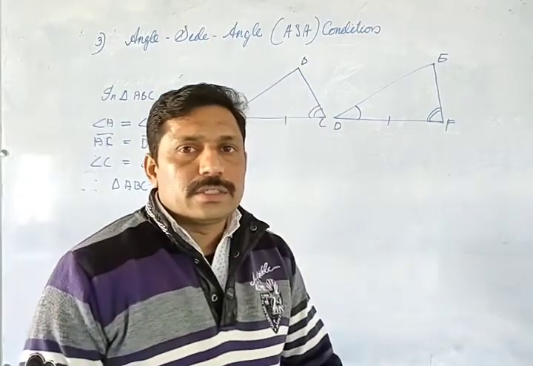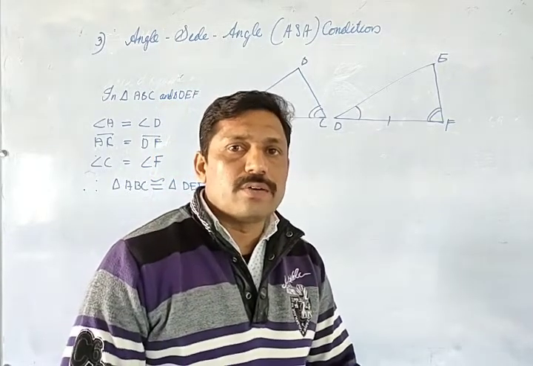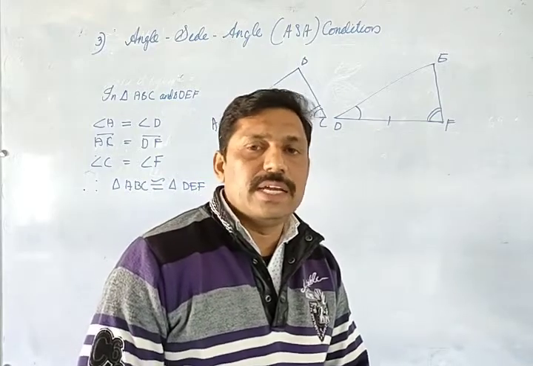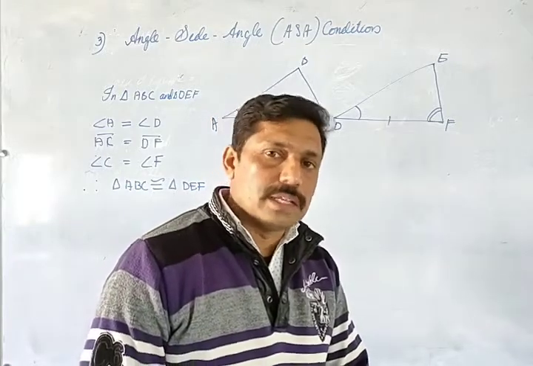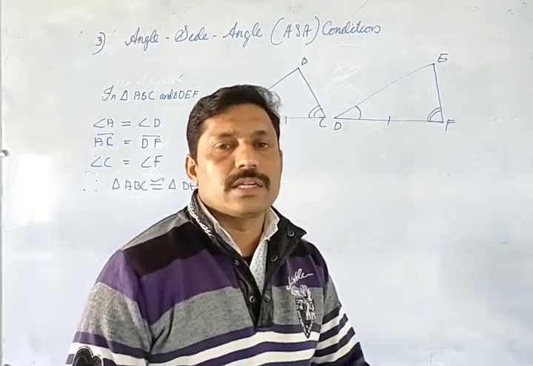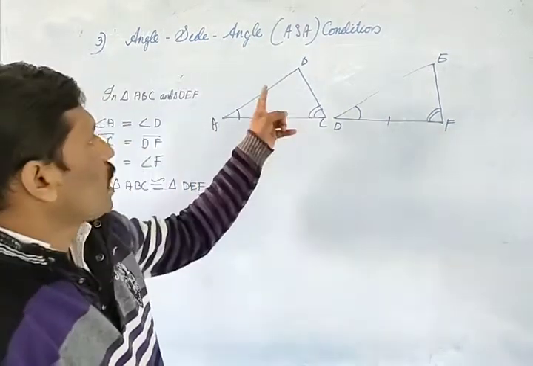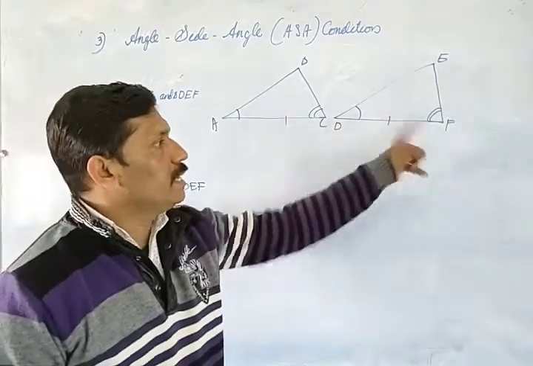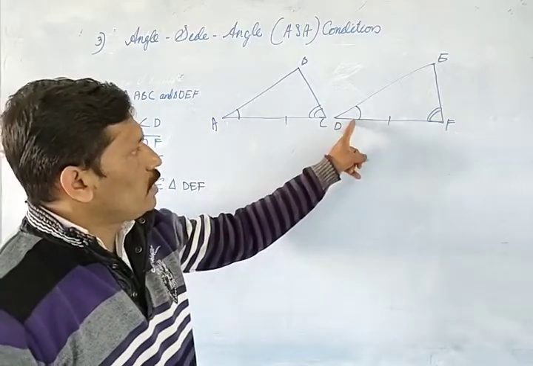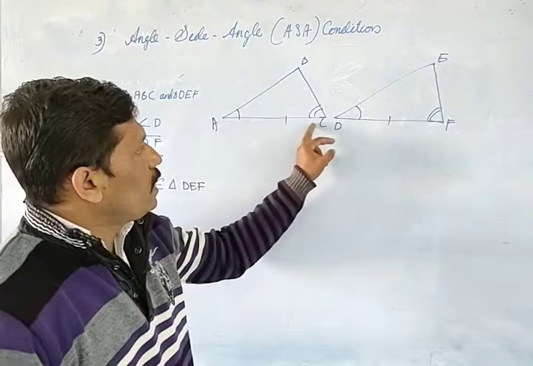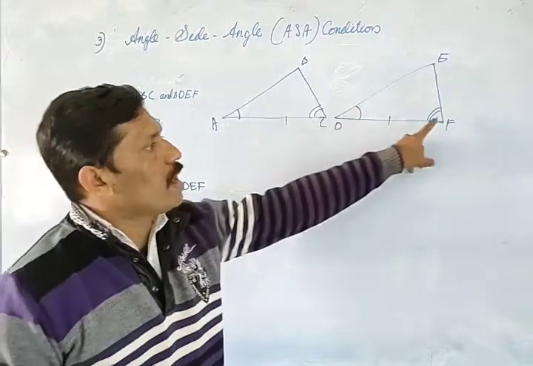According to this condition, if two angles and an included side of a triangle are respectively equal to the corresponding two angles and included side of another triangle, then these two triangles are said to be congruent. Look at the figure here, triangle ABC and triangle DEF. In both these triangles, angle A is equal to angle D, side AC is equal to side DF, and angle C is equal to angle F.